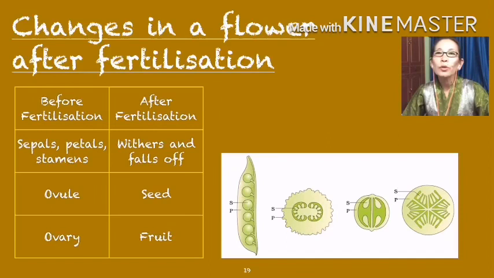Now this figure should remind you of our last year's lesson on placentation. We learned that placentation is the attachment of an ovule or a seed to the walls of the ovary. And we also learned about the different types of placentation. Now you will study the figure carefully and identify the types of placentation in them.